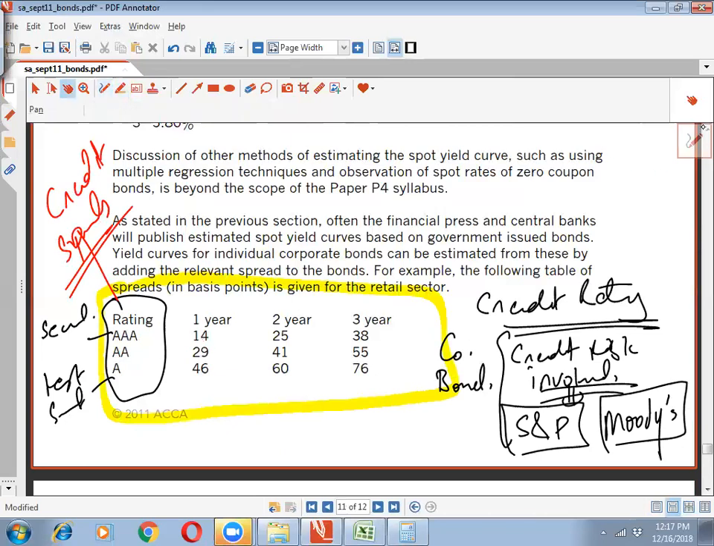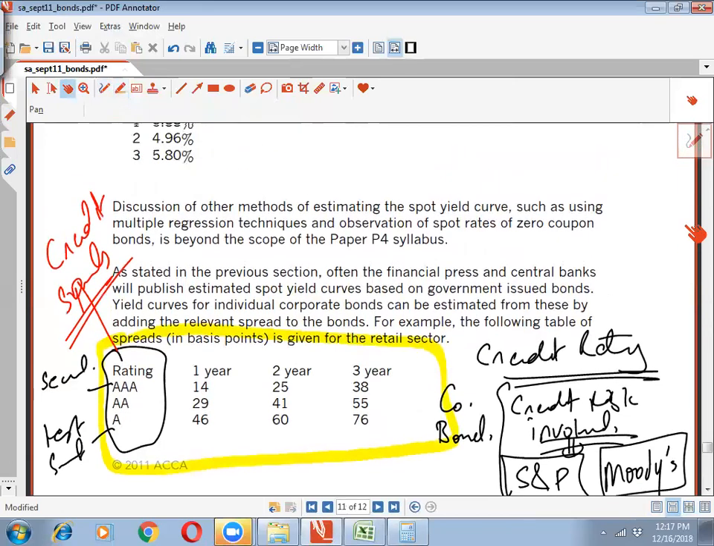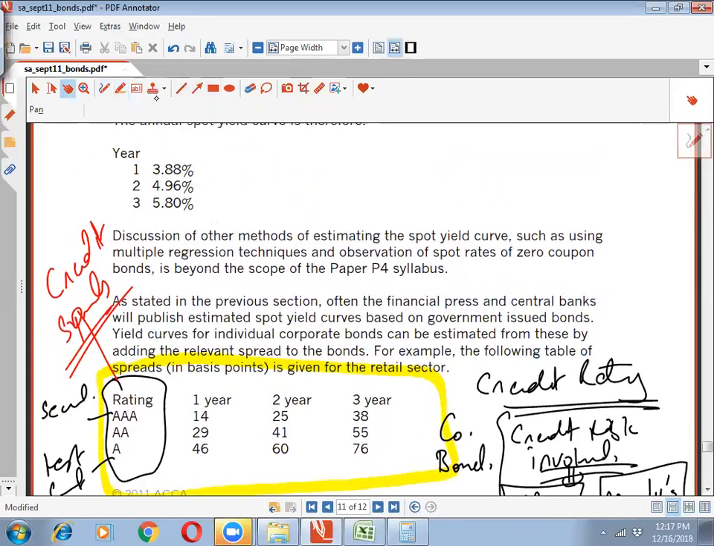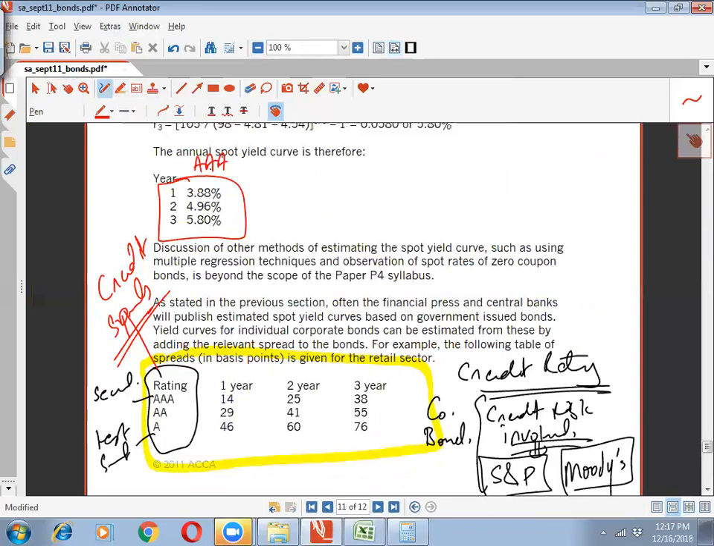Now, what is the table of credit spread? Let's say there is a government bond, and the bond for which we want to estimate the yield curve is a AAA rated bond. The first year yield is 3.88, the second year is 4.96, and the third is 5.8%. Let's say there is a government bond whose yield curve is like this, and I want to estimate the yield curve of a AAA rated bond. So how would I do it? I would say that for a AAA rated bond, year 1 has a credit spread of 14 basis points.